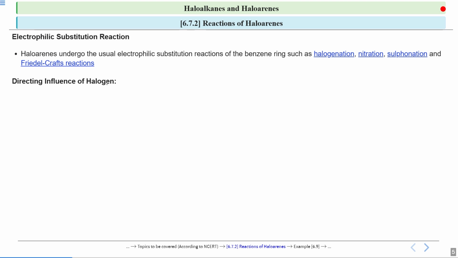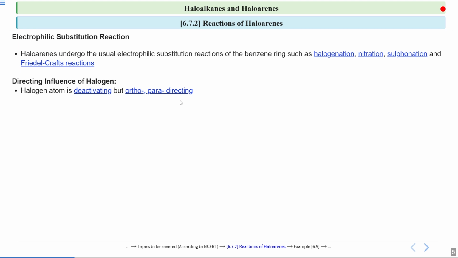Direct influence of halogen. Now, if you have a haloarene, that means your aromatic ring is bonded with a halogen. So what is the direct influence of that halogen on the reactivity of that benzene ring? The halogen atom is a deactivating group, but it is also ortho-para directing.